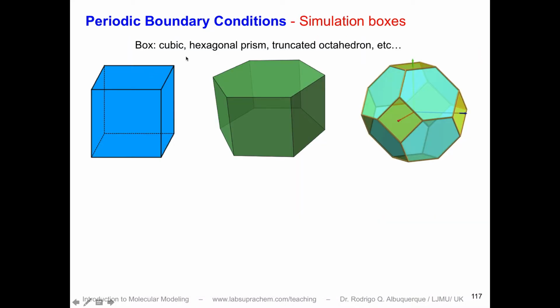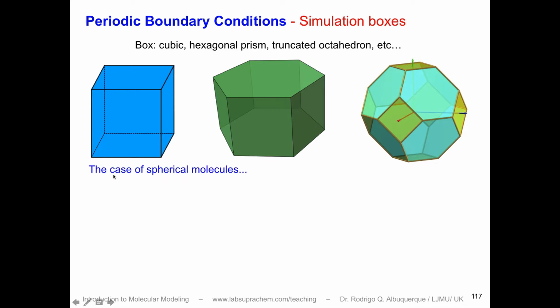There are different types of boxes. Here you see a cubic box, hexagonal prism box, truncated octahedron, and so on. So you can choose a different box to simulate your molecule and to use periodic boundary conditions.